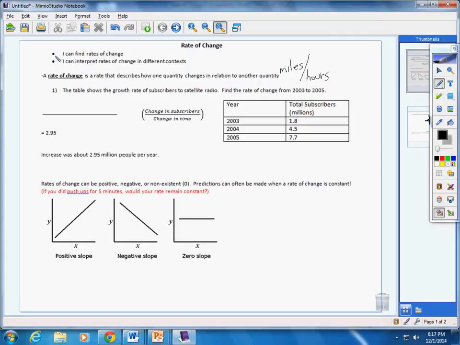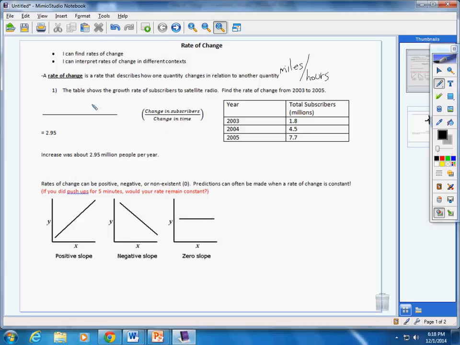Okay? By the end of today, we want to be able to say, I can find rates of change. We're going to figure out how to calculate rates of change. Secondly, since it's a rate of change, it's probably going to be some sort of fraction or ratio, because it's going to be some sort of miles per hour or meters per second, something per something, right? And we also want to be able to say, I can interpret rates of change in different contexts, okay?